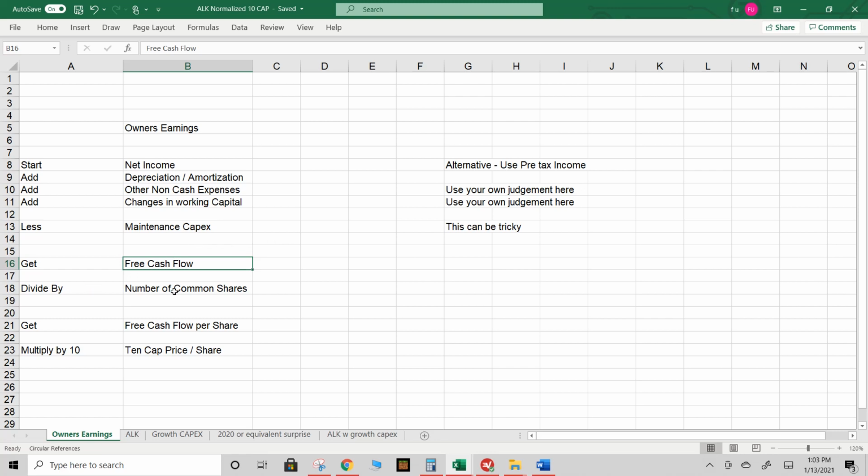And what you want to do is take the number of common shares in the company, divide free cash flow by the common shares, and you get your free cash flow per share. Easy enough. Multiply it by 10, and it gives you a price. That's basically your price per share. The basis behind the 10 cap is if the current price is at or below your 10 cap price, then it's a buy. If it's above that price, then you probably want to wait on it. And if it's really above that price, then maybe it's a sell.